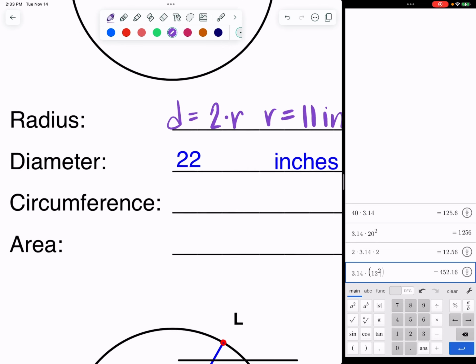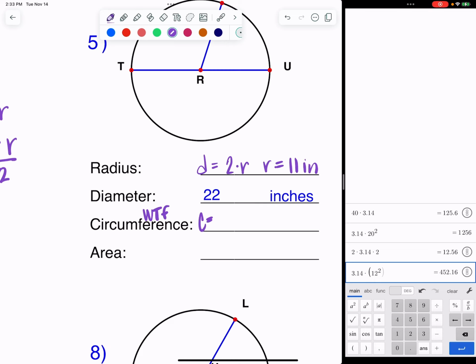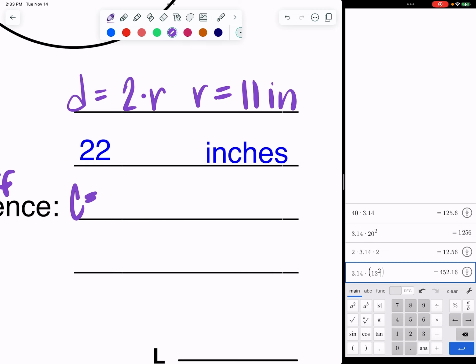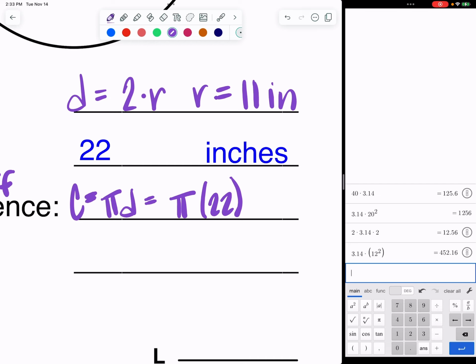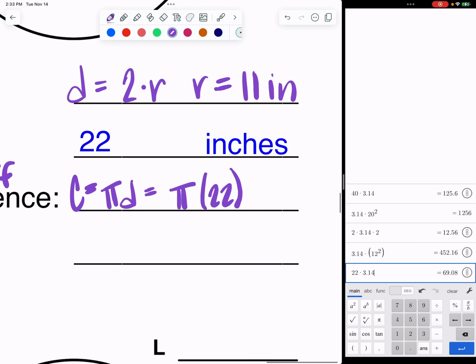Now I need to find circumference. So, I'm going to stick with pi d. Why? Because I want to. If you want to use 2 pi r, by all means, do that one. We're going to end up in the same place. So I'm going to come over to Desmos and I'm going to multiply 22 times 3.14. And I get a circumference of 69.08 inches.